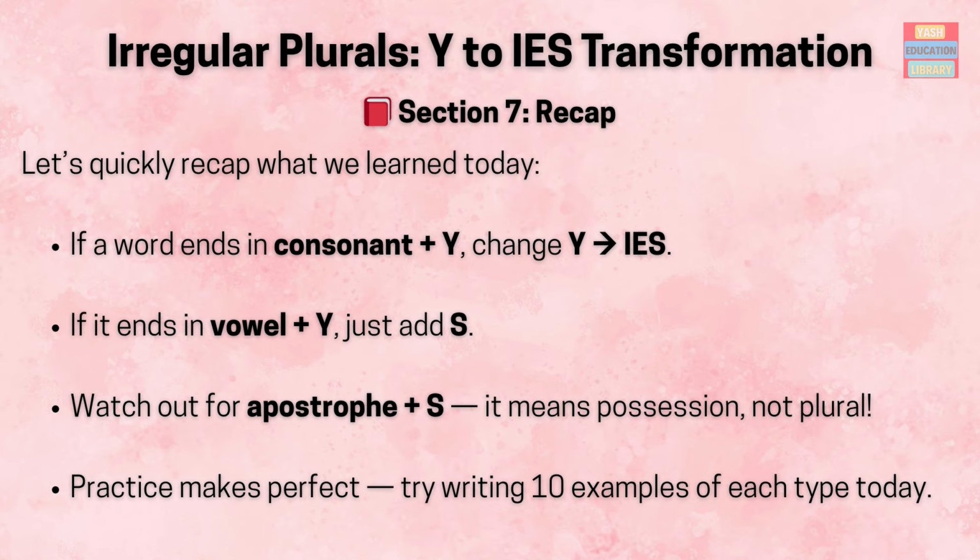Section 7. Recap. Let's quickly recap what we learned today. If a word ends in consonant plus Y, change Y to IES. If it ends in vowel plus Y, just add S. Watch out for apostrophe plus S. It means possession, not plural. Practice makes perfect. Try writing 10 examples of each type today.